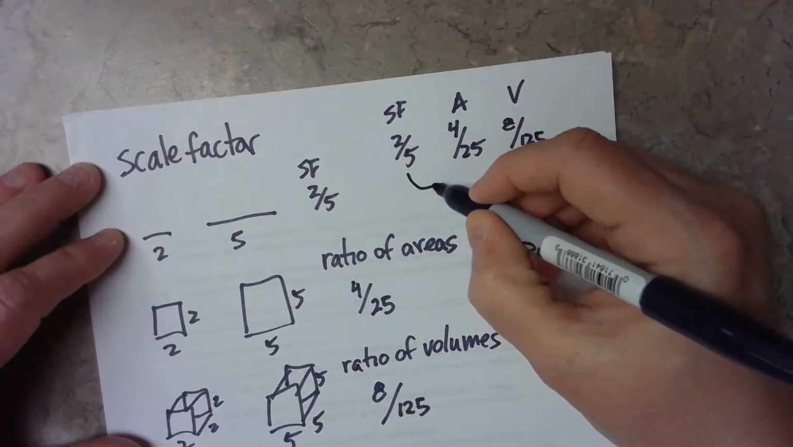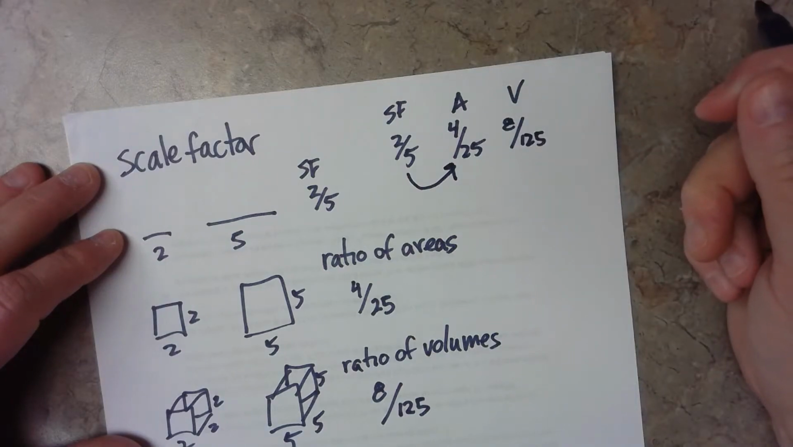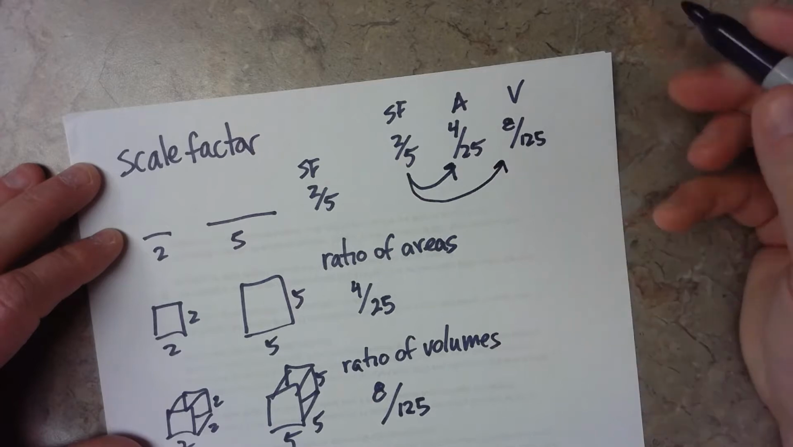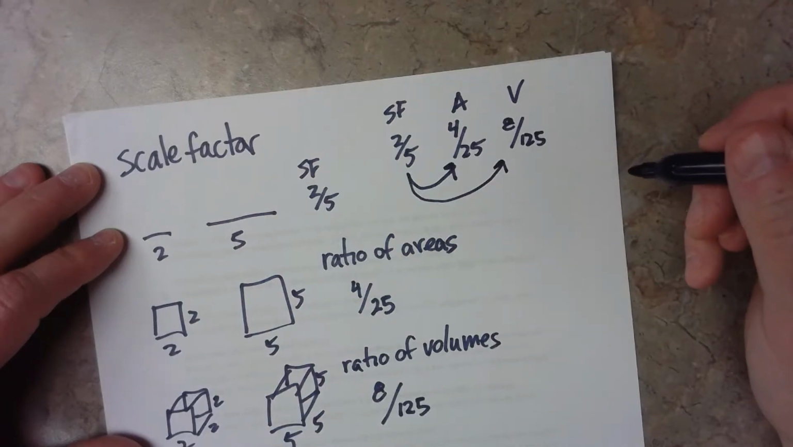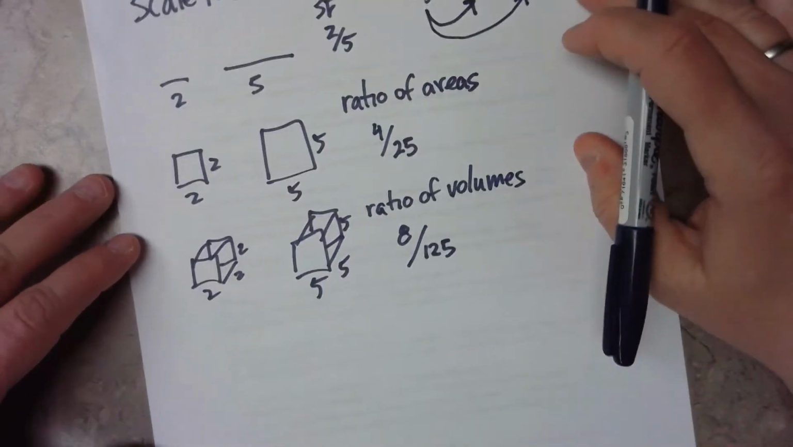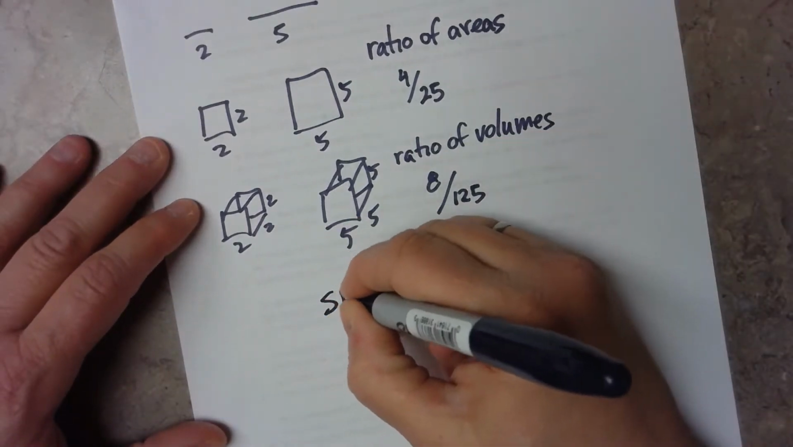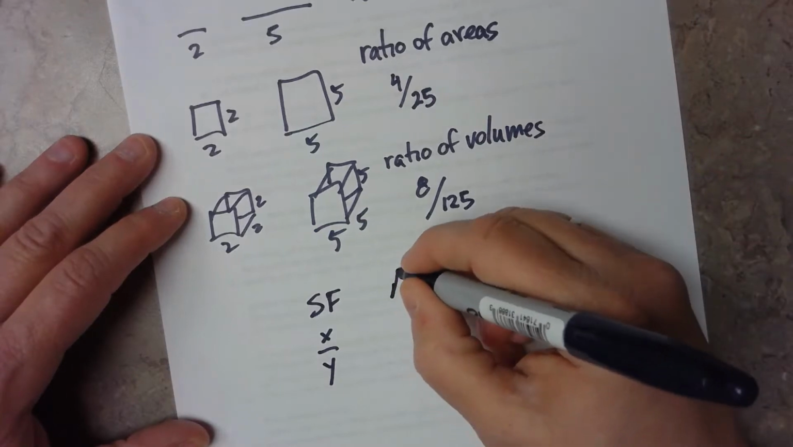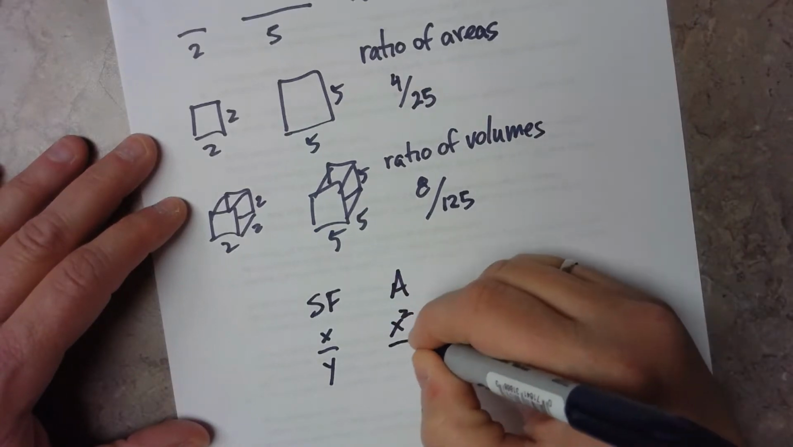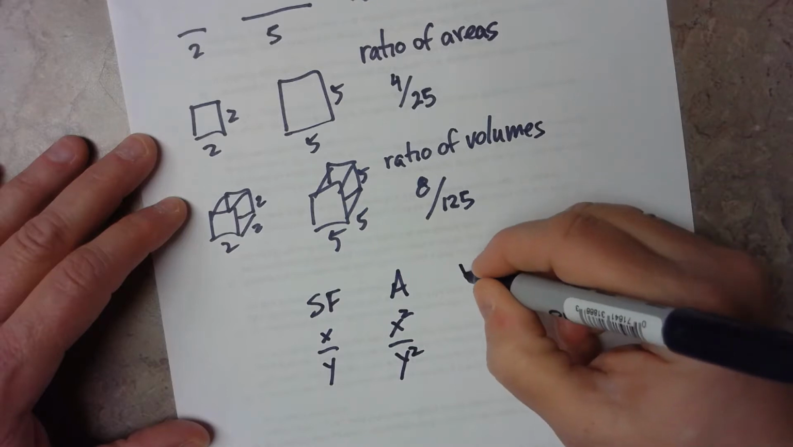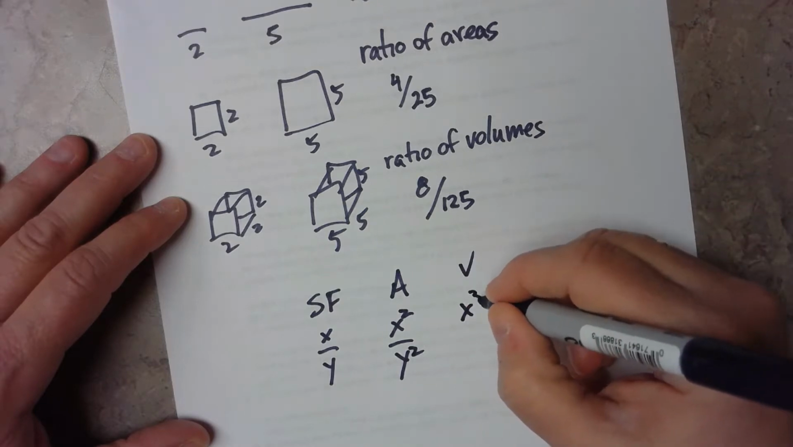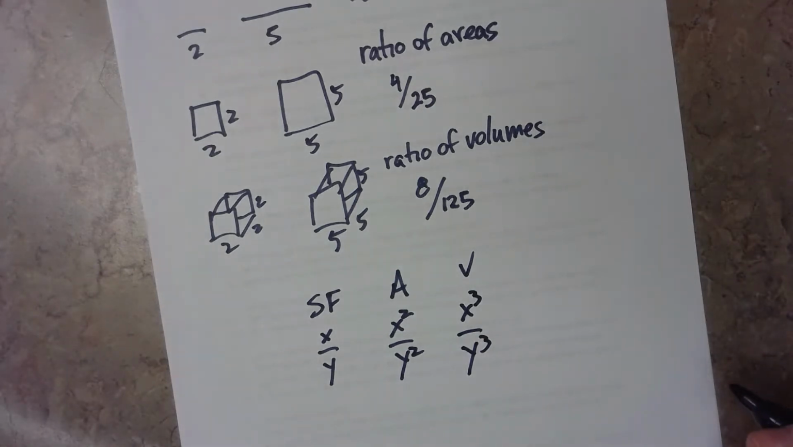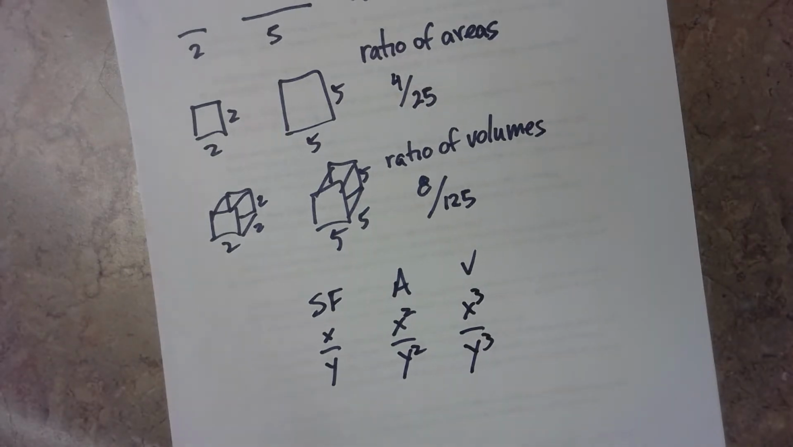Now look at how they relate to each other. If I took my scale factor and squared it, I got the ratio of areas. If I take my scale factor and cube it, I get the ratio of volumes. So we could come up with a handy little chart that says if my scale factor is x over y, then the ratio of my areas is x squared over y squared, and the ratio of my volumes is x cubed over y cubed. All right, let's put that to work.